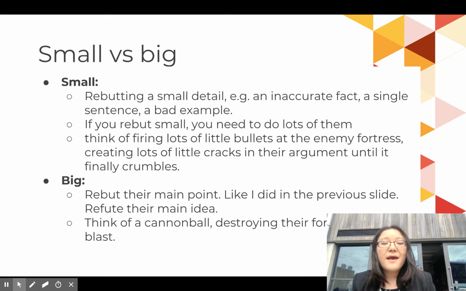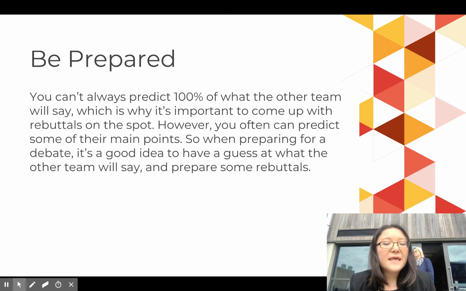If you find that hard, another thing to do is one big rebuttal, where you rebut their main point and completely destroy it. That's what I did in the previous slide. You refute their main idea, so this is a lot broader. The key with this one is you can't just use one sentence. You have to offer evidence and do it very strongly, dwell on it and give detail. If you do that effectively, you can completely knock down the argument, and that's a great way to win your debate.